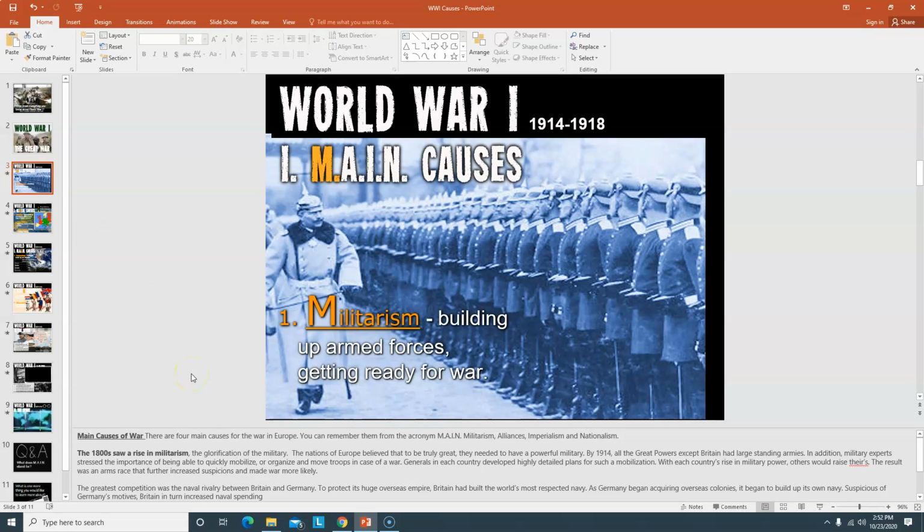The first main cause, this is an acronym, M-A-I-N, main. M stands for militarism. This is going to be a great memory tool for you to remember main. Militarism is the building up of armed forces or a country getting ready for war. This is something that you should probably write down on a separate sheet of paper. Take your notes. There are four main causes for the war in Europe. You can remember them from the acronym MAIN: militarism, alliance, imperialism, and nationalism. We're going to be talking about the other three shortly.